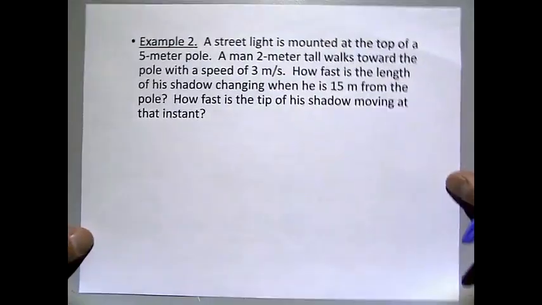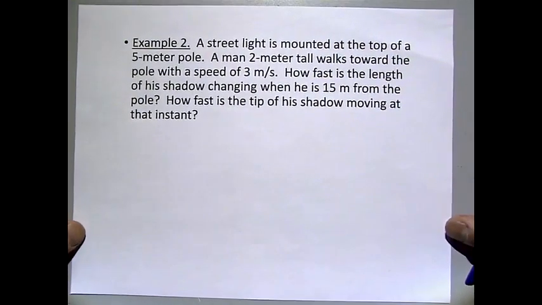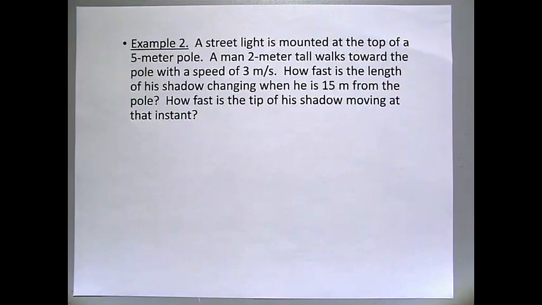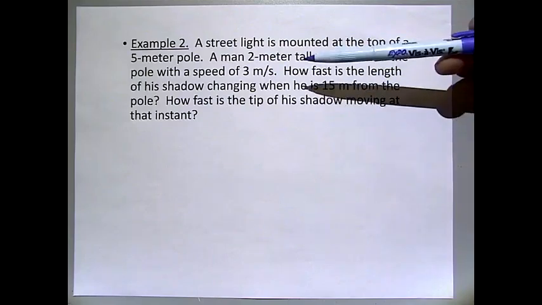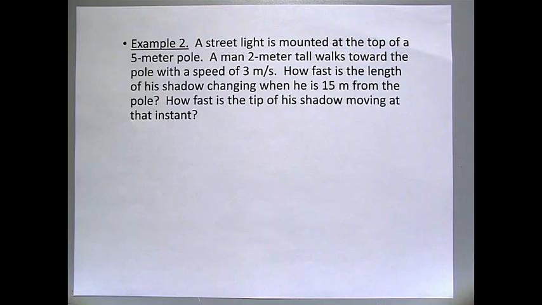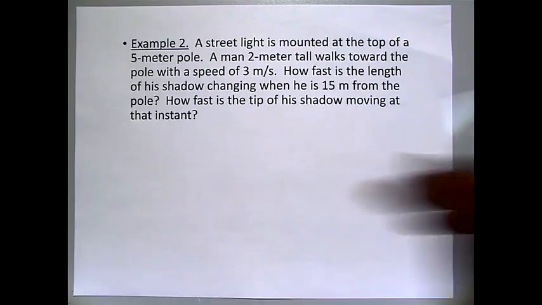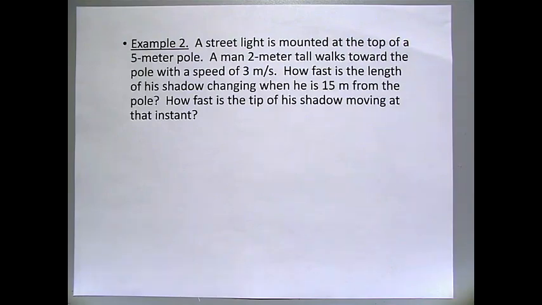This next one is a little bit more complicated, but that's okay. It's actually quite interesting. In this example, we have a street light mounted at the top of a 5-meter pole. A man that's 2 meters tall walks toward the pole with a speed of 3 meters per second. How fast is the length of his shadow changing when he's 15 meters from the pole? And also want to find out how fast is the tip of his shadow moving at that same instant in time.